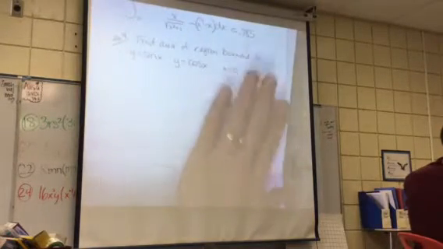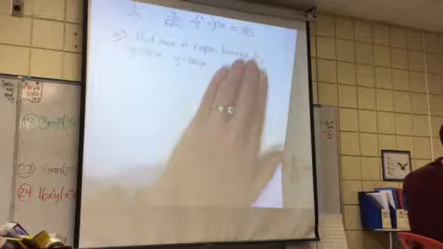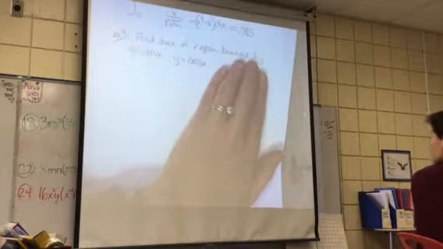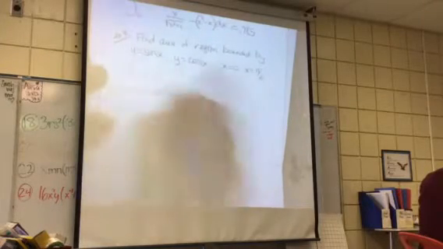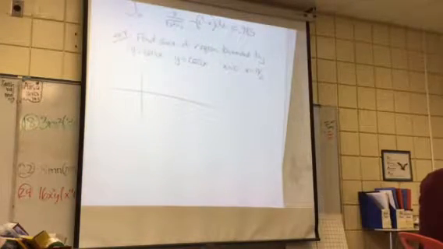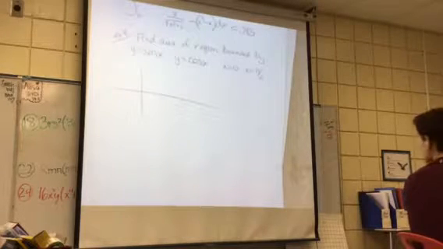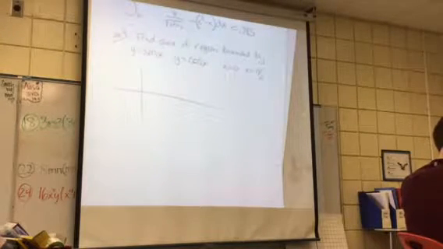If I did not give you these boundaries, how many regions are bounded by the sine curve and the cosine curve? Infinite. Because the sine curve goes on forever and the cosine curve goes on forever, so there are infinite regions that get bounded there.